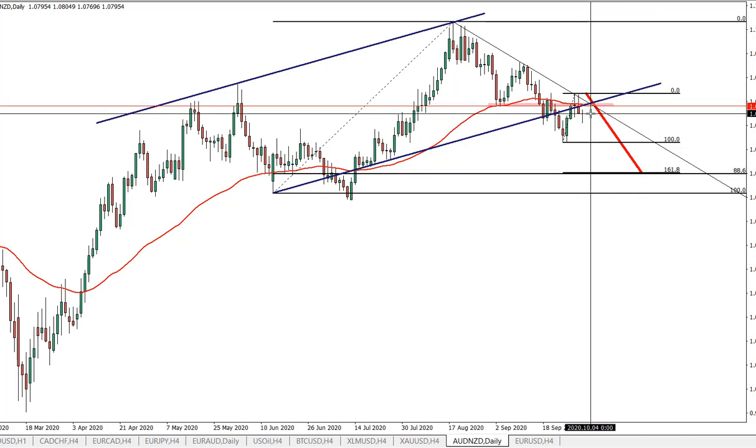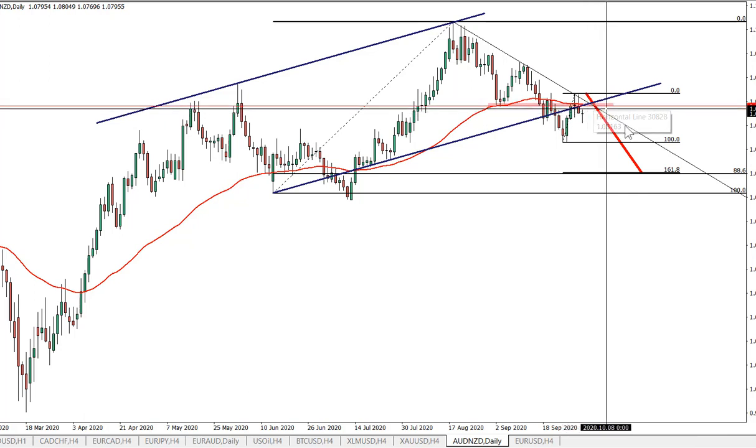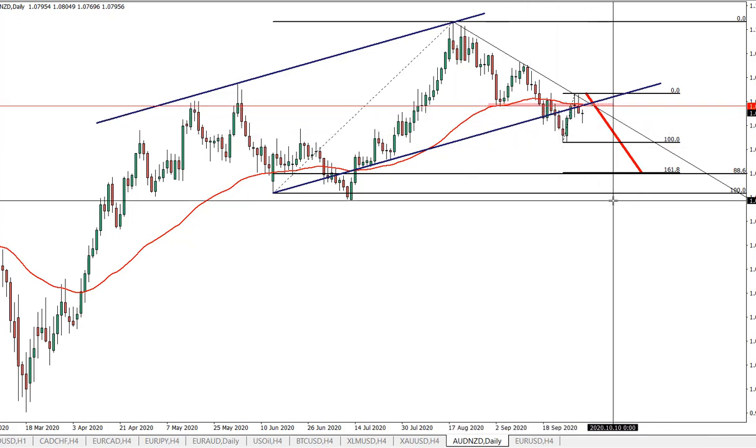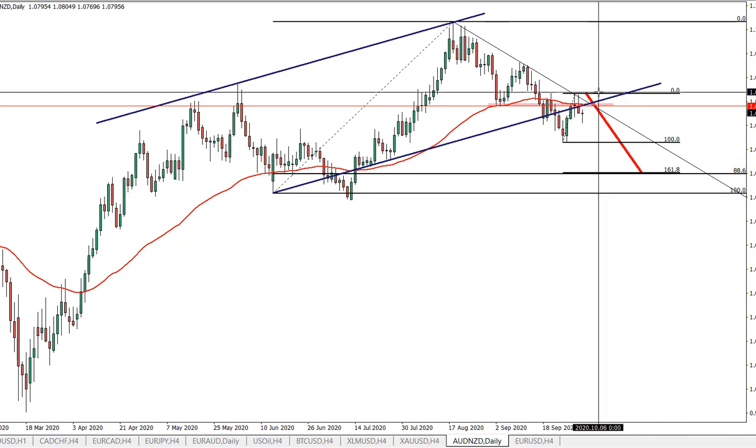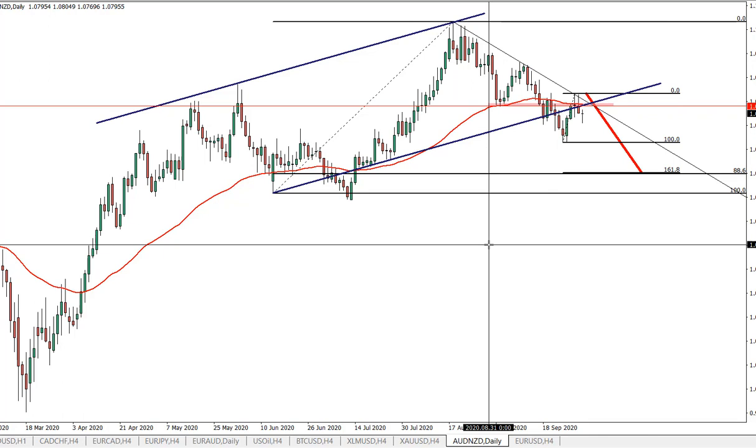I think that Australian versus New Zealand dollar will be ranging for the time being without a clear direction, and only maybe at the end of the week we will see a nice move.